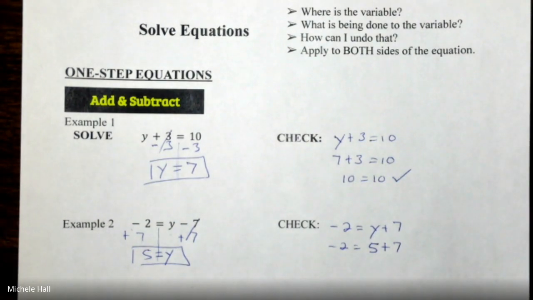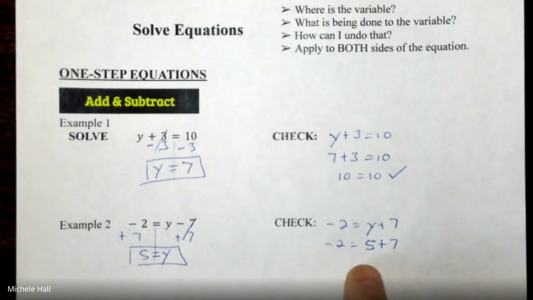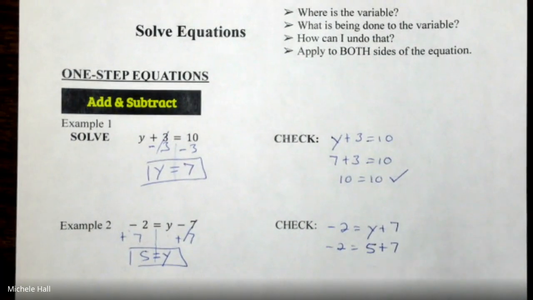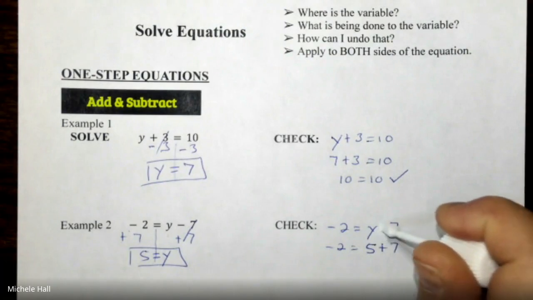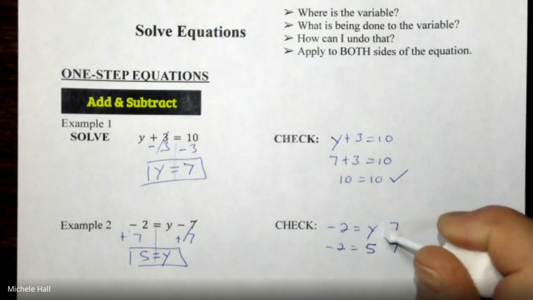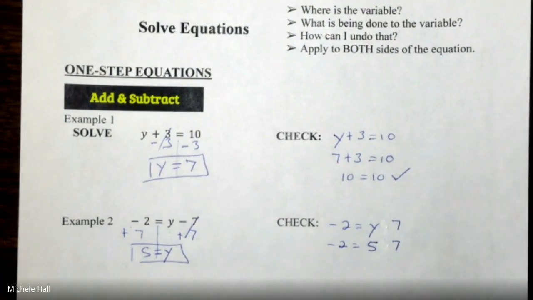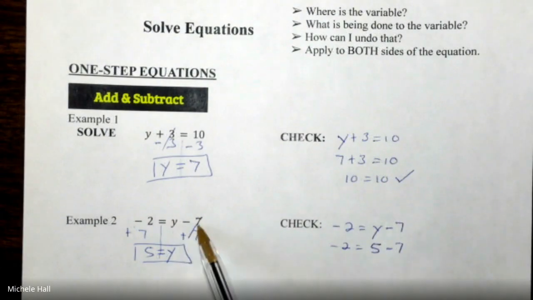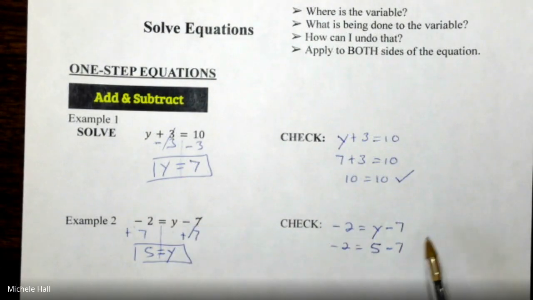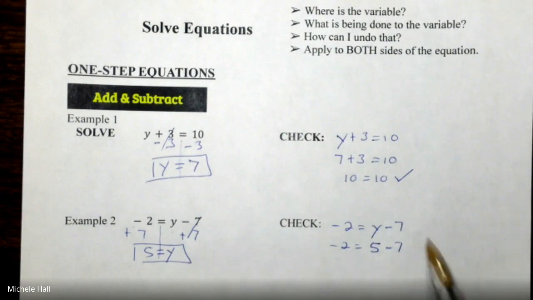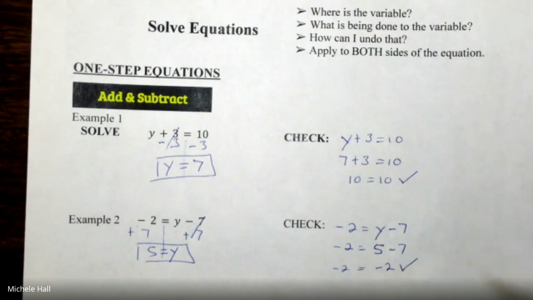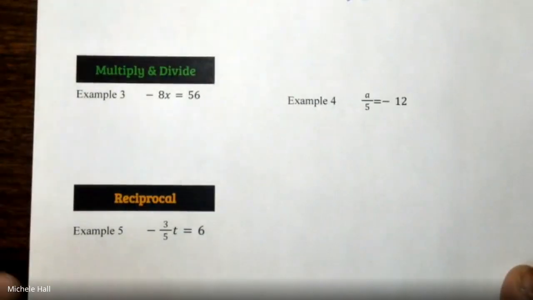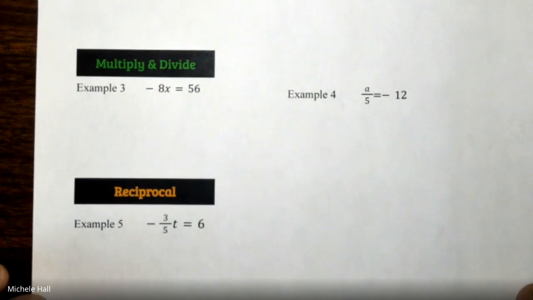And I was not going to get a true solution. This would say negative 2 equals 12. I noticed that I didn't copy down the equation correctly. It should be y minus 7. Y minus 7 equals negative 2. Okay, y equals 5. Now we have 5 minus 7. Negative 2 equals negative 2. Check. Now we're going to move on to multiplying and dividing.